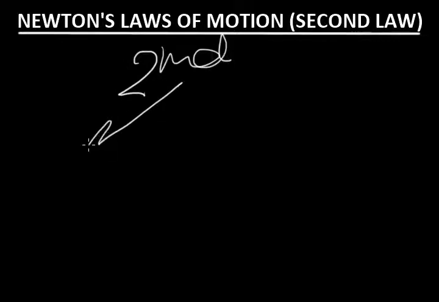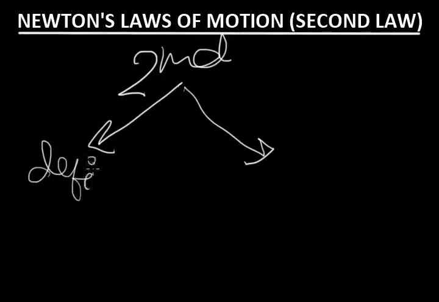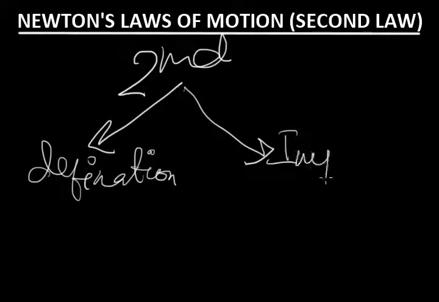Now we come to Newton's second law of motion. The second law gives us two things. First, the mathematical derivation of the law, or rather the mathematical definition. And secondly, it tells us something about two things which we call impulse and impulsive force.